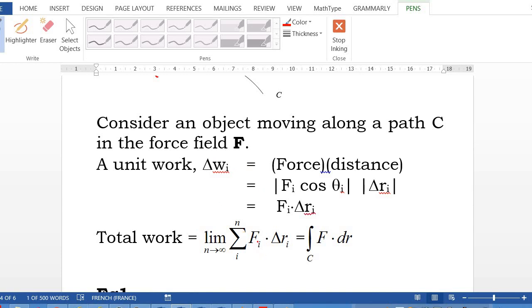If we have a total work, it means we sum up, the summation of Fi dot delta Ri, i from 1 to n, where n approaches infinity. This will be equal to the line integral of F dot dr along the curve C. So the line integral of a vector field represents the work done by the vector field F along the curve C.